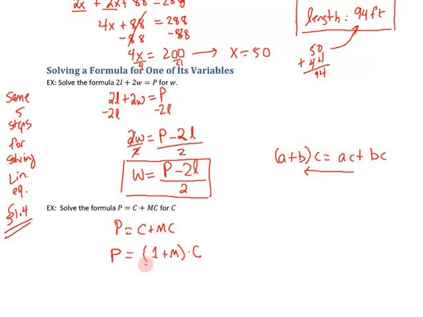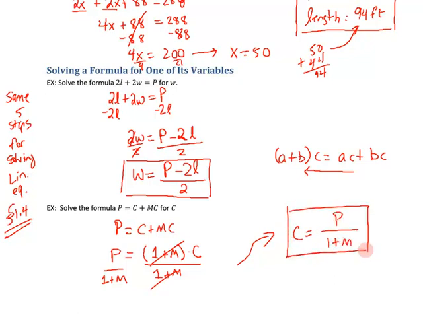Since that's multiplication, I can divide this thing off. Divide both sides by 1 plus M, which leaves me with C on one side and P all over 1 plus M on the other side. And that formula is now solved for C. Okay? And that's the end of section 1.5, problem solving and using formulas.